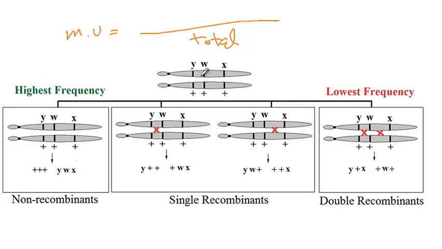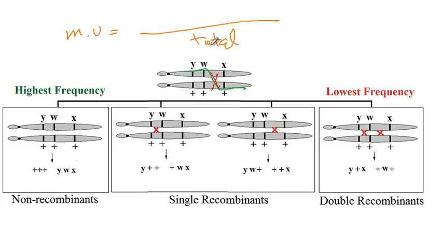So the single recombinants that we can have here is one crossover here. It would give you plus WX, or the other side of the chromosome gives you Y plus plus. So these are from recombination between Y and W. We could also have recombination between W and X. So the result here would be YW plus, or it would be plus plus X. So the genotypes that are shown right here, these are all single recombinants.